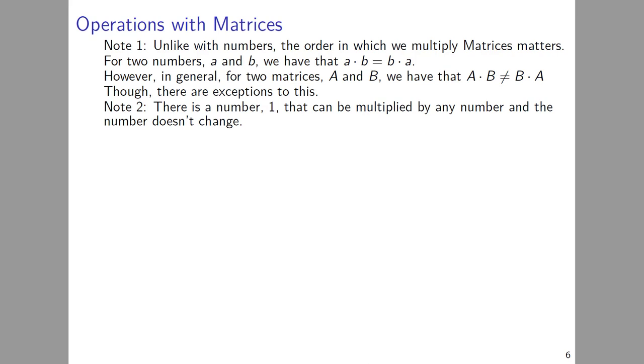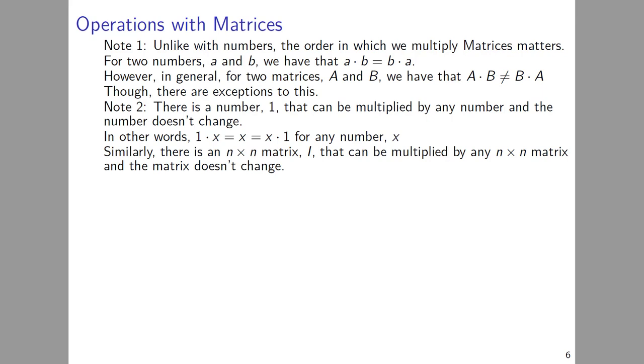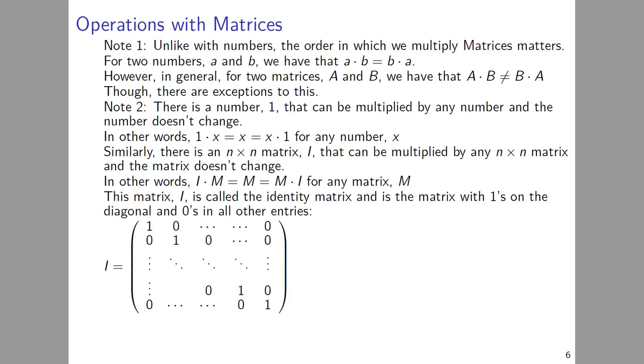Next, I want to note that there is a number 1 that can be multiplied by any number and the number doesn't change. That is, 1 times x is equal to x, which is the same as x times 1, for any number x. Similar to this, there is an n by n matrix I that can be multiplied by any n by n matrix, and the matrix doesn't change. In other words, if we have I times M, or M times I, it is equal to M for any matrix M. This matrix I is called the identity matrix, and it is the matrix with 1s on the diagonal and 0s in all other entries.